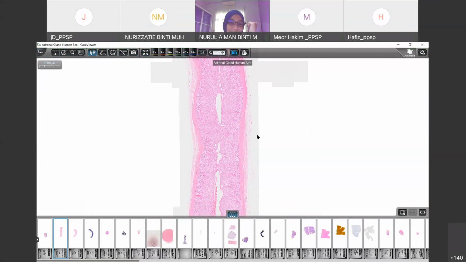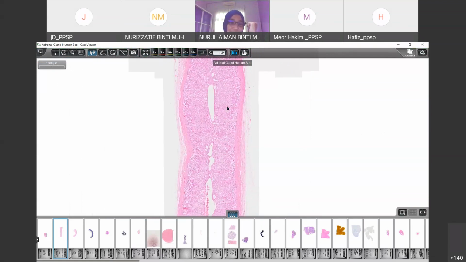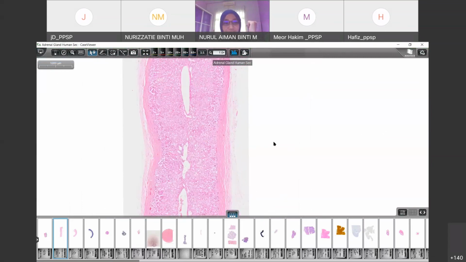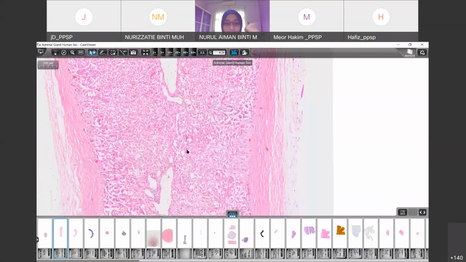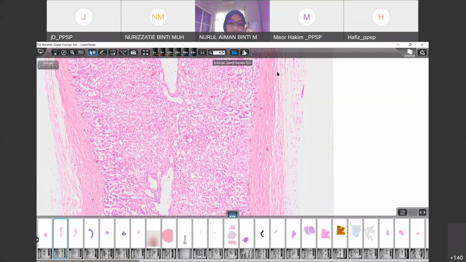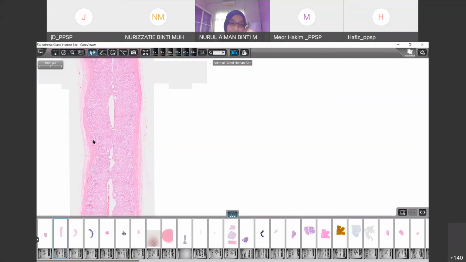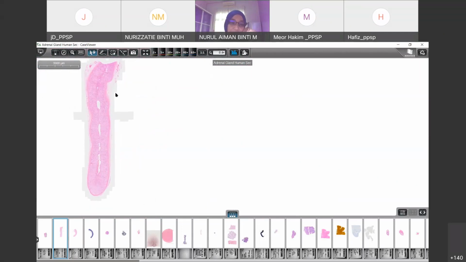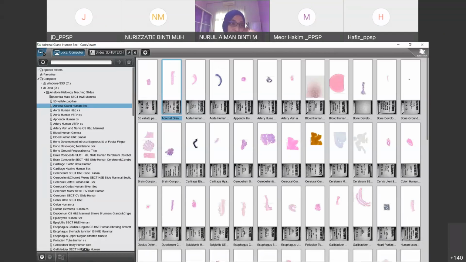Totally different. I'm not going to teach you because they have three layers here: zona fasciculata, reticularis, and another zone here. These are the endocrine glands. This one secretes adrenaline and steroid hormones too. That is different. Alright, I think that's all from me.